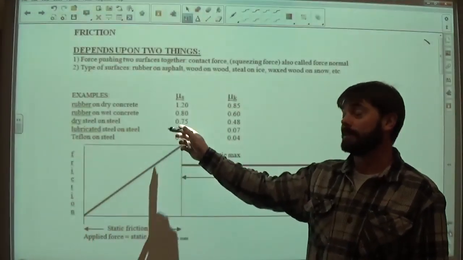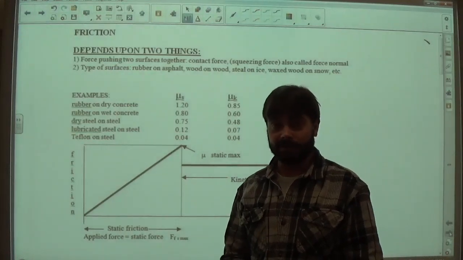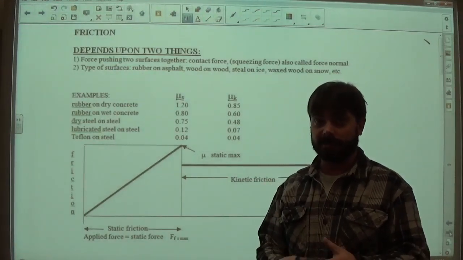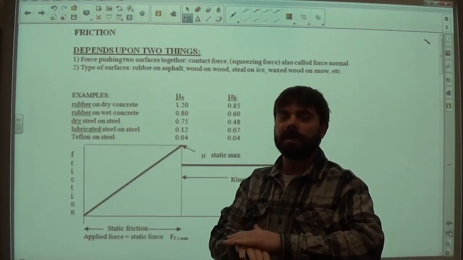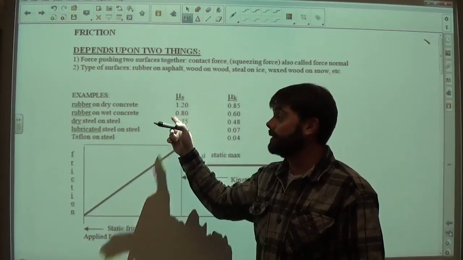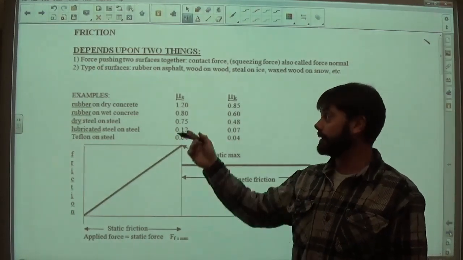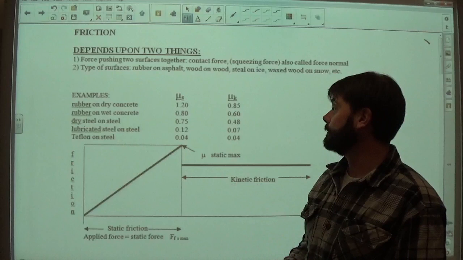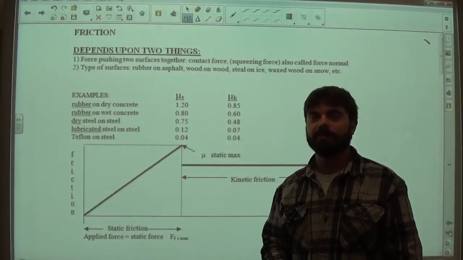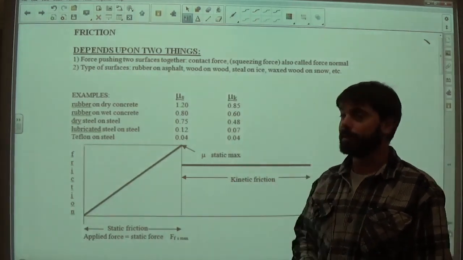Rubber on wet concrete, so assuming you're driving on a day when it's raining outside, or you're walking across a surface covered with water: the rubber on your shoe or the tire on concrete that has water on it. The static mu, so from a dead stop, how much force it would take to get it to move, goes all the way down to 0.8, and the amount of force it would take to keep an object moving once it's already in motion is 0.6.